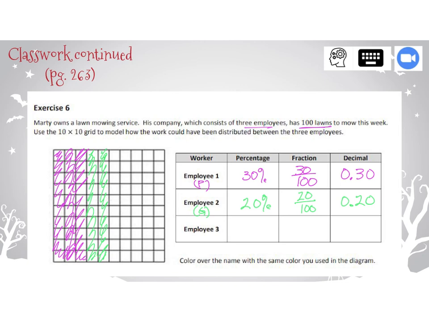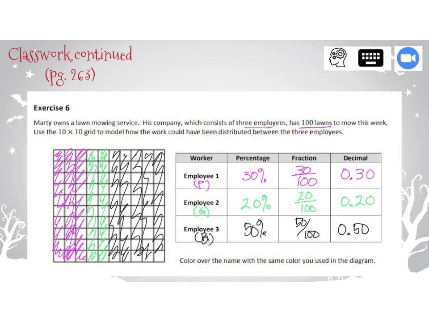So then this next person has to do a bit more. 30, 40, 50. Oh my gosh. This one, we've got black, 50. They are doing half of the jobs. So that's 50 out of 100 or 50 hundredths. So I would color, here's 10, 20, 30, 40. If I had colored pencils, that would be so nice. That would be better than what I'm doing. Okay. Color over the name of the same color you used. Okay, we did it. We're good on that.